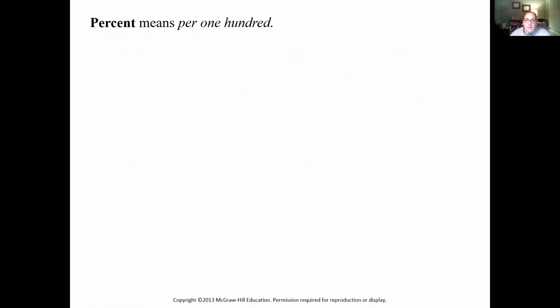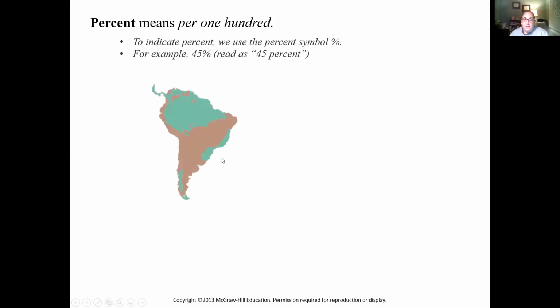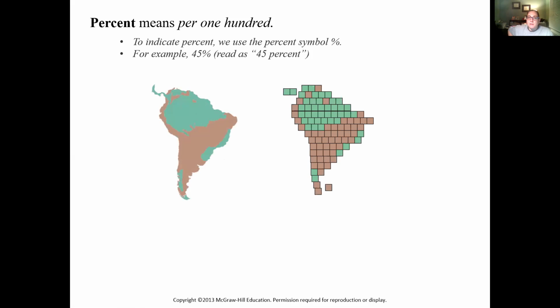So you know how to write a percent. It's the number and the percent sign, and you would say 45%. But it's important to know what that percent means. So here's an example from the book, the continent of South America. By looking at this, it's hard to give a percent on what area is rainforest, which is the green, and what area is not rainforest, which is the brown. But if we divide this up into 100 squares and make it out of a percent, it's a little easier to see.